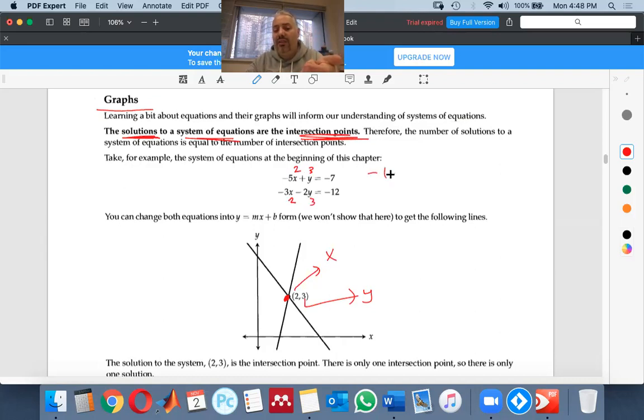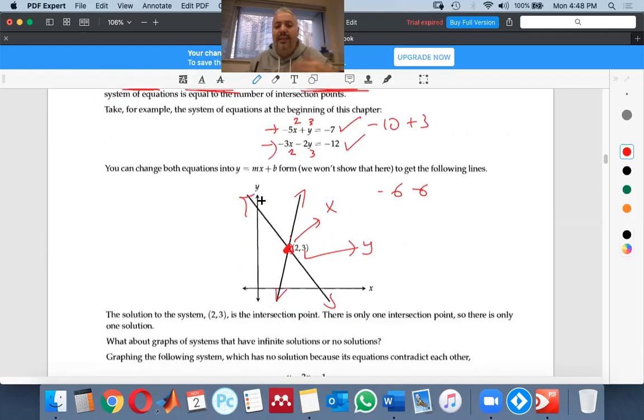2 times -5 is -10, plus 3 is -7. Yes, it is. 2 times -3 is -6, 3 times 2 is -6, it is -12. Yes, it is. You see, the point is on the first line and on the second line, which means it is common, an intersection point, so it must satisfy the first and second at the same time. Otherwise, it's not a solution. Solution means common point.